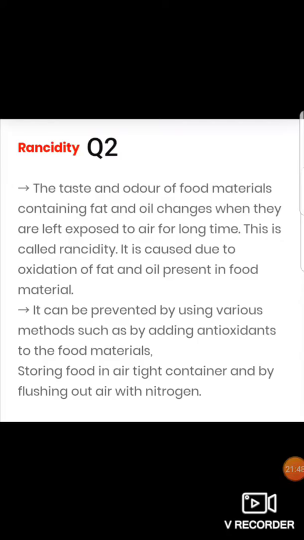So whenever fatty foods, oily foods are kept for a long time and left exposed to air, this is called rancidity. It is caused due to oxidation of fat and oil present in food material, which is not good for our health.